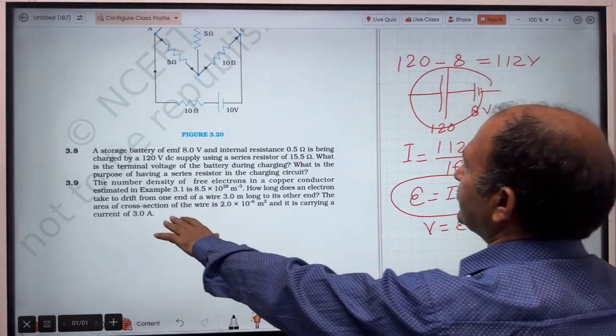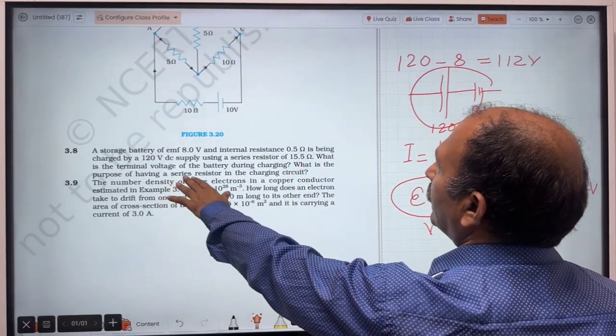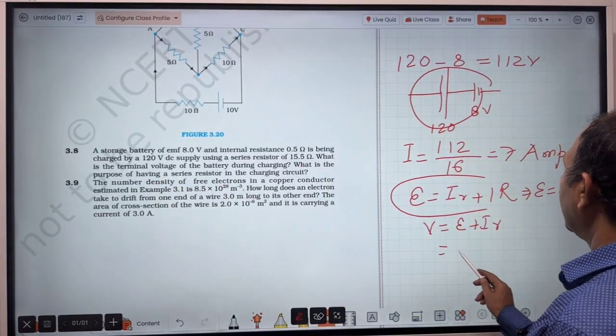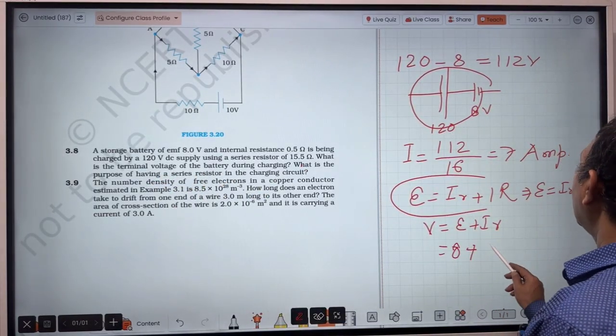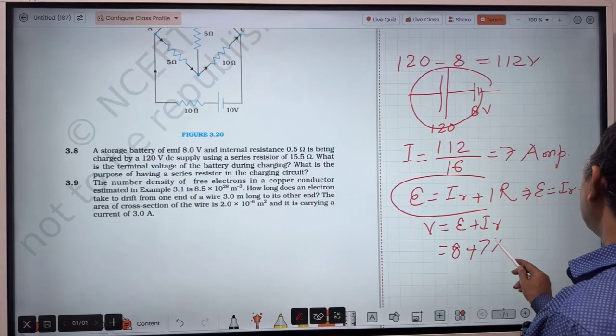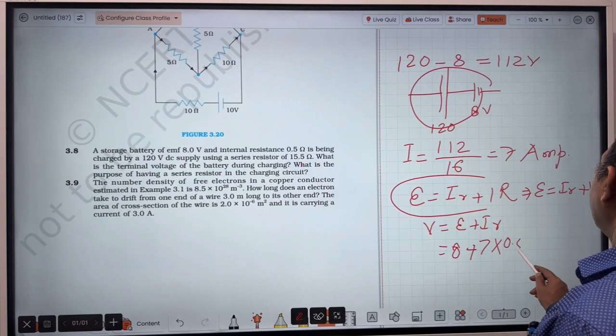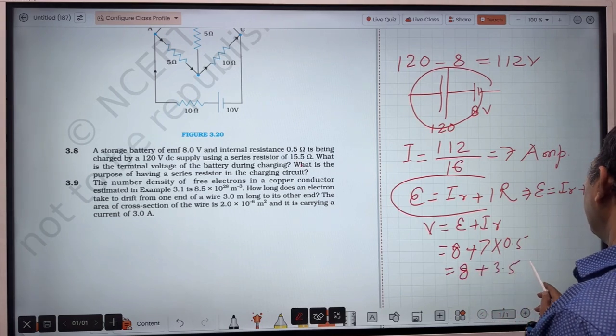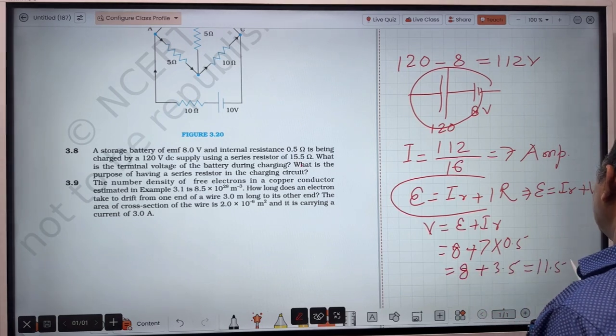So in our question, it is asked what the terminal voltage is. The terminal voltage will be 8 plus I, 7 ampere, times internal resistance 0.5. So that is 3.5. So 8 plus 3.5, that is 11.5 volt.